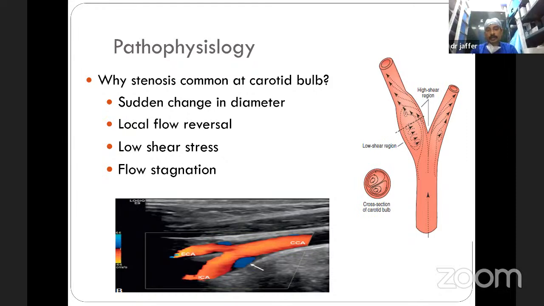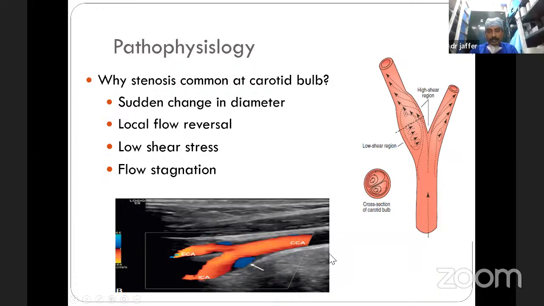Coming to the pathophysiology, why is this stenosis more common at the carotid bulb? As you can see, this is the common carotid, where it is bifurcating into the ICA and the external carotid artery. Here you can see the carotid bulb. As there is a change in the diameter from the common carotid to the bifurcation, this change in diameter can lead to local flow reversal, or there can be low shear stress and flow stagnation.